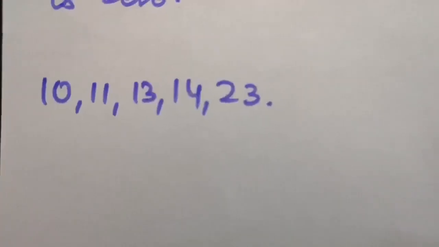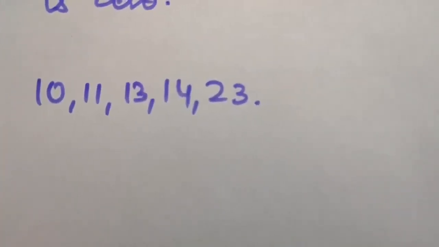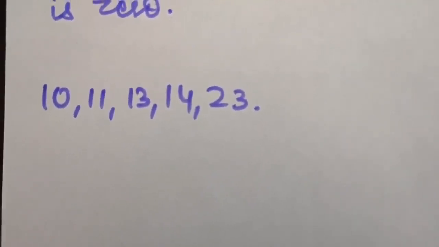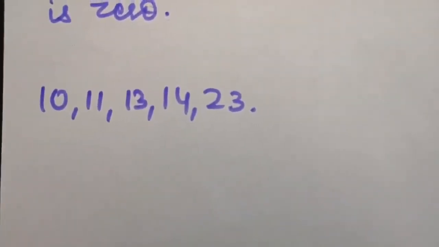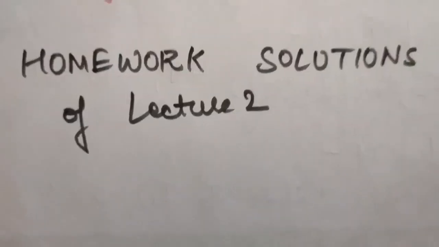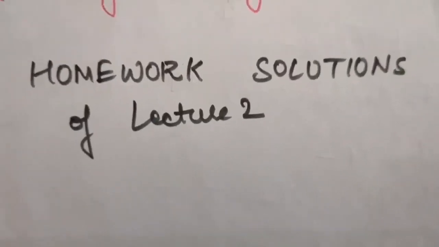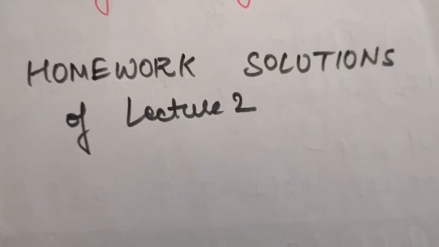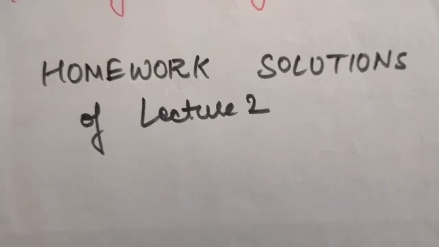After studying these topics, you can do question numbers 10, 11, 13, 14 and 23 from your NCERT book. Okay students, now I'll discuss the homework solutions of the questions that were given to you in lecture number 2. In total, 5 questions were given to you.